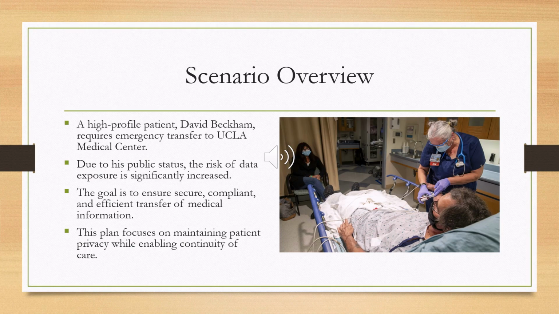In this scenario, David Beckham requires an emergency transfer to UCLA Medical Center. Because of his public status, there is a higher risk of data exposure, both internally and externally. The goal here is to make sure that his medical information is transferred quickly for treatment, but also securely so that his privacy is not compromised.